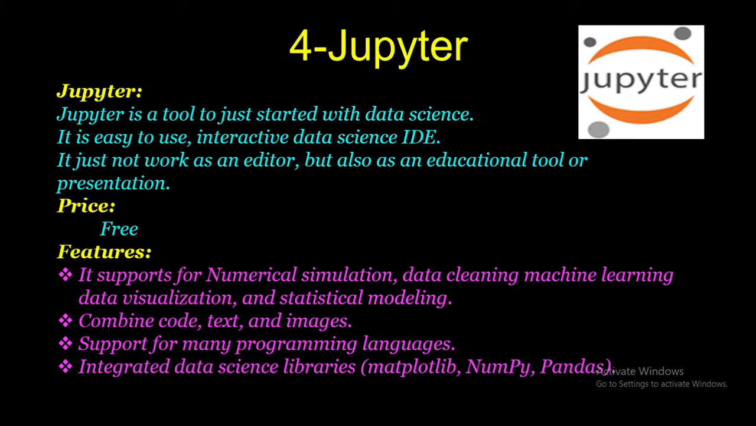Now, number 4 is Jupyter. Jupyter is a tool to get started with data science. It is easy to use, interactive, and ideal for data science. It not only works as an editor, but it is also an educational and presentation tool. Now, price. Jupyter is free to download. The link is given in the description box.